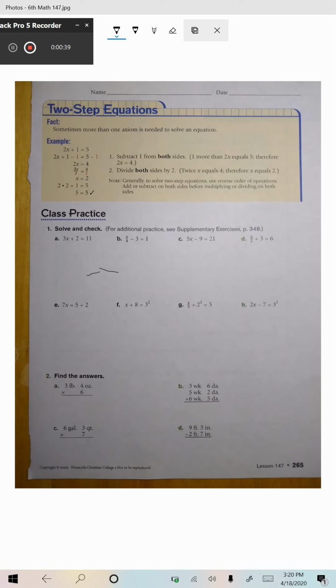If you remember those two things, it's pretty easy. So if I look at 3x plus 2 equals 11, I see that I have nothing to do on that 11 side, but I have 3 times x and I have plus 2.